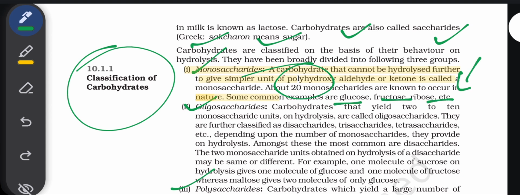These are all monosaccharides. Moving forward to oligosaccharides, carbohydrates that yield 2 to 10 monosaccharide units on hydrolysis are called oligosaccharides. Very important, 2 to 10. They are further classified as di, tri, tetra, etc., depending upon the number of monosaccharides they provide on hydrolysis. Amongst these, the most common are disaccharides. The two monosaccharide units obtained on the hydrolysis of a disaccharide may be same or different.